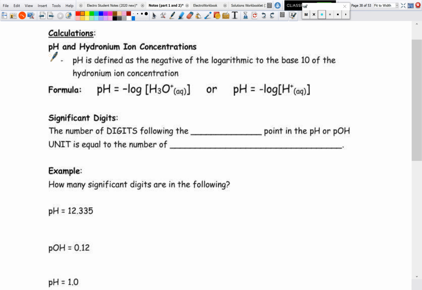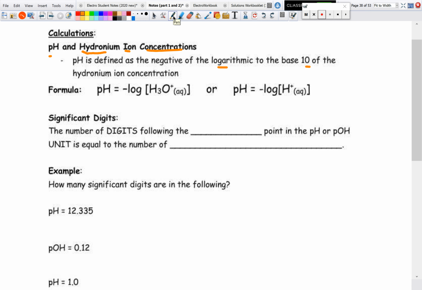So for our pH, or hydronium ion concentration, pH is defined by the negative logarithm to the base 10 of the hydronium ion concentration. All that means is that if you want to get pH, you just take the negative log function of the hydronium or hydrogen ion concentration. They just mean the exact same thing.